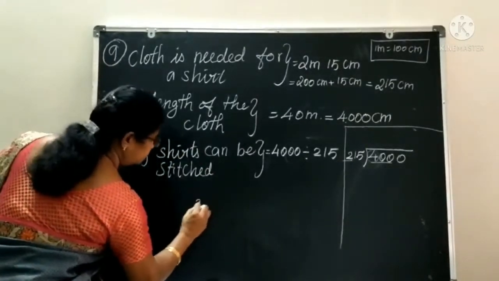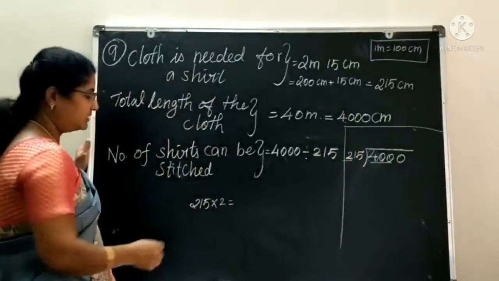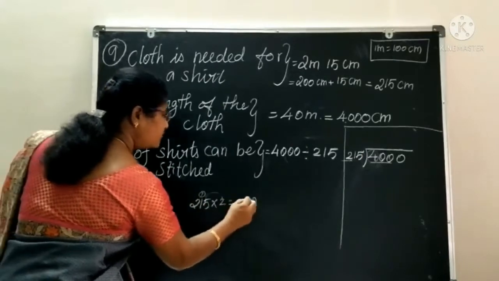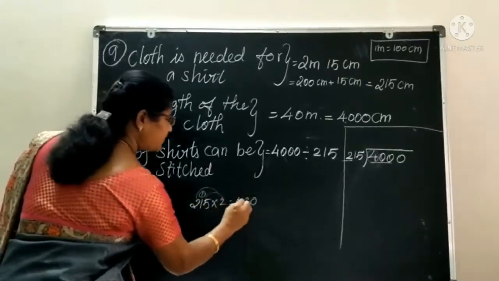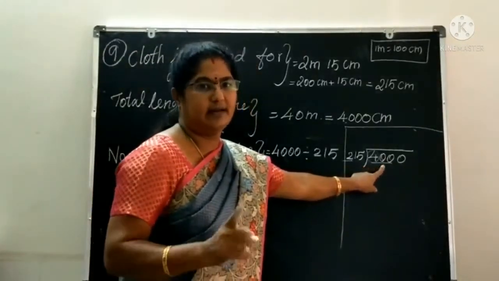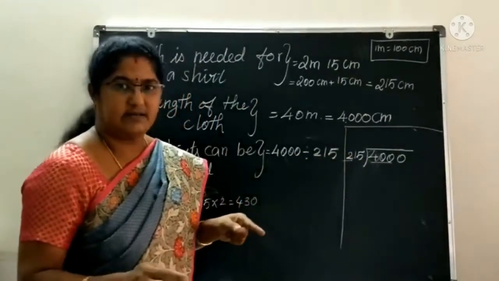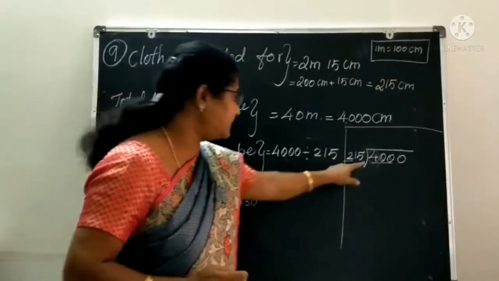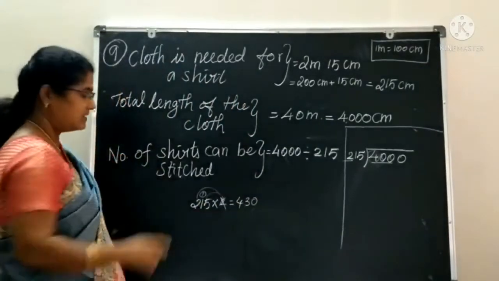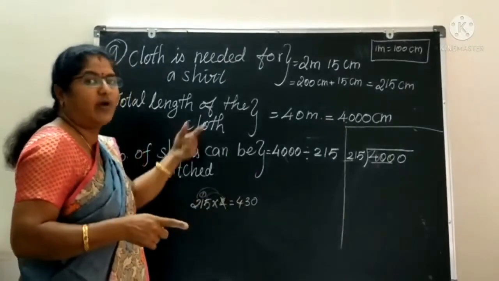215 into 2. 215 into 2 times. Check: 2 5s are 10, balance 1. 1 2 is 2, 2 plus 1, 3. Then 2 2s are 4. The answer is 430. But in the dividend it is 400. It is not possible, because 430 is more than this. We can't write it. It must be either smaller than this or equal to that. So 2 is not possible. When you multiply by 2 the answer is bigger, so we have to go for the number before.